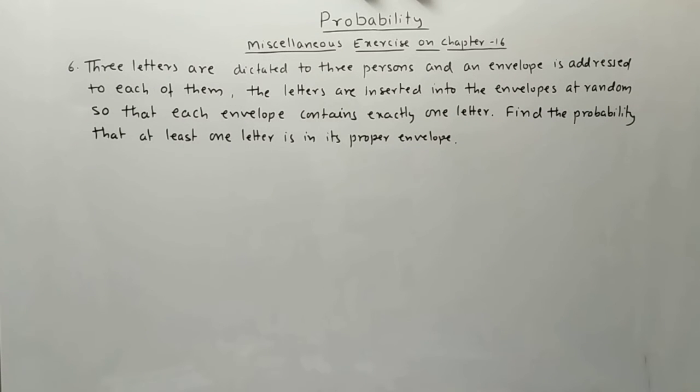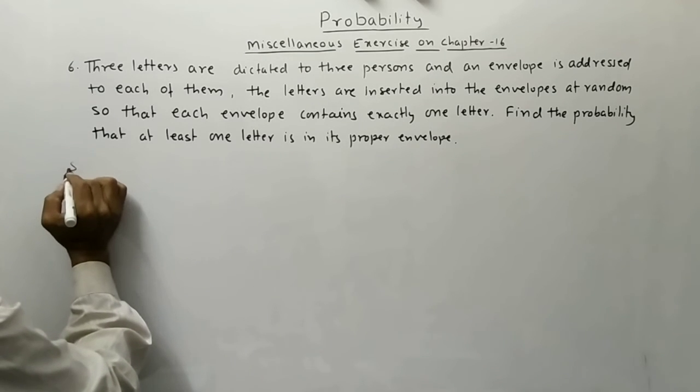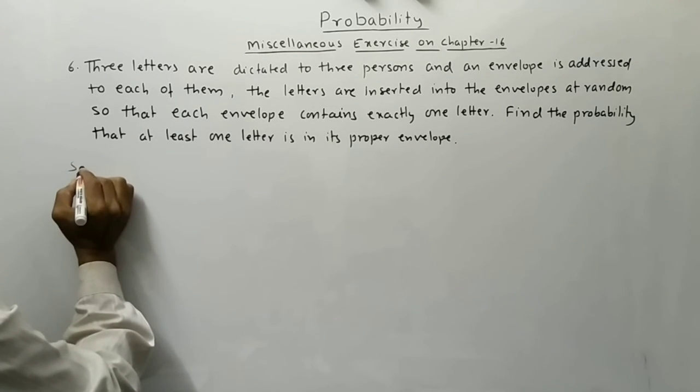Question number 6. 3 letters are dictated to 3 persons and an envelope is addressed to each of them. The letters are inserted into the envelopes at random so that each envelope contains exactly 1 letter. Find the probability that at least 1 letter is in its proper envelope. Solution.